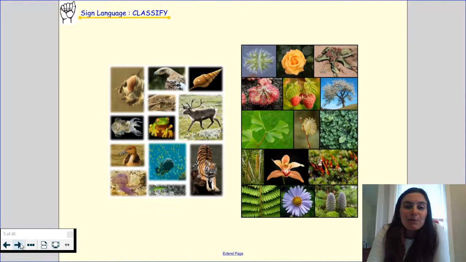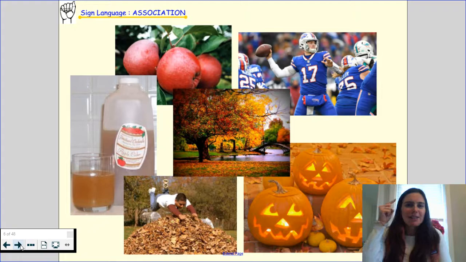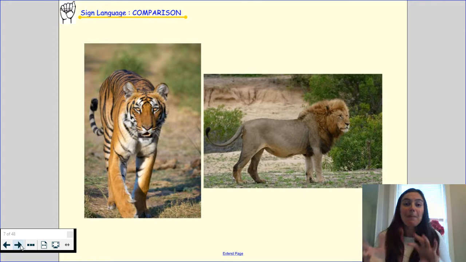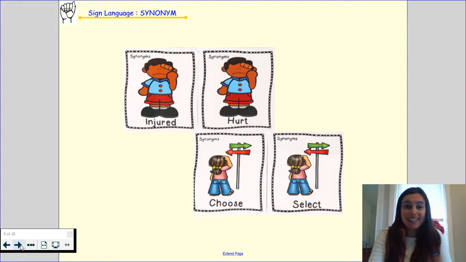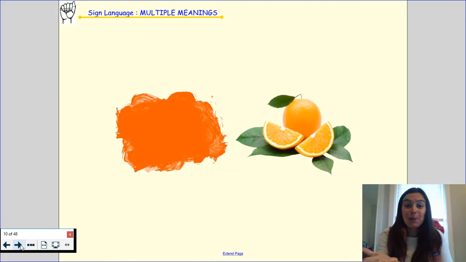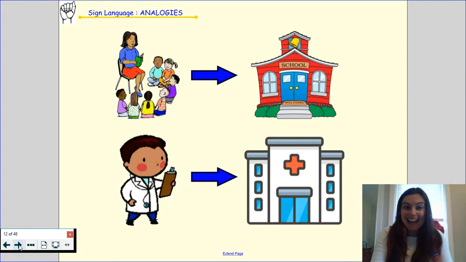So let's review some of our sign language from the past few months. At the beginning of the school year, we learned to classify. We also talked a lot about associations, where we make connections. We did some comparing. We talked a lot about opposites. We also talked about synonyms. We talked about multiple meaning words. Oh, we talked about absurdities. And then today we're going to talk about analogies.